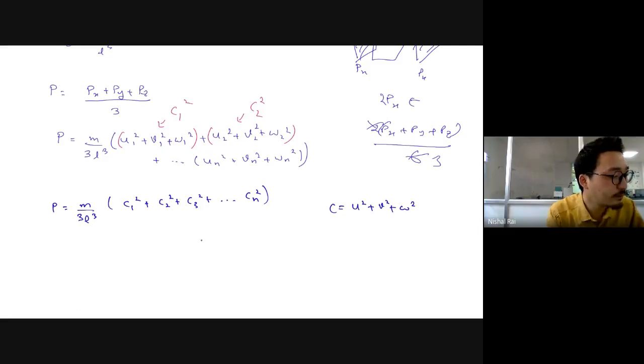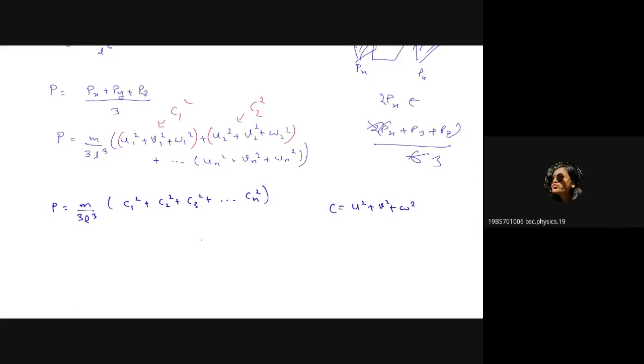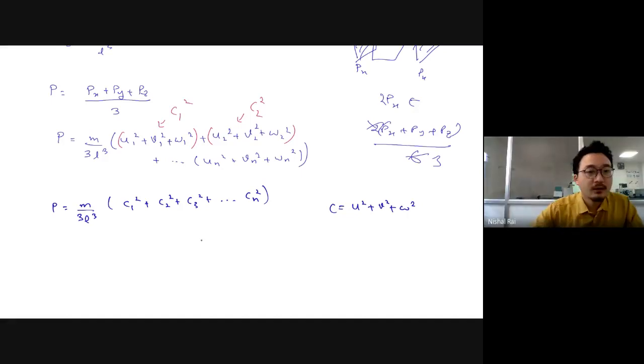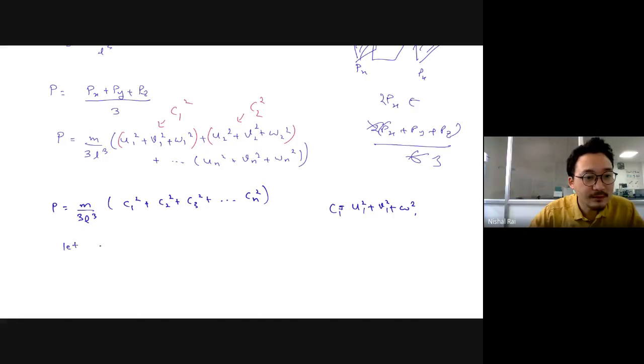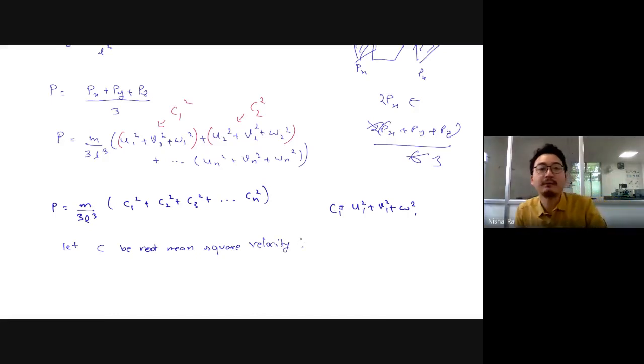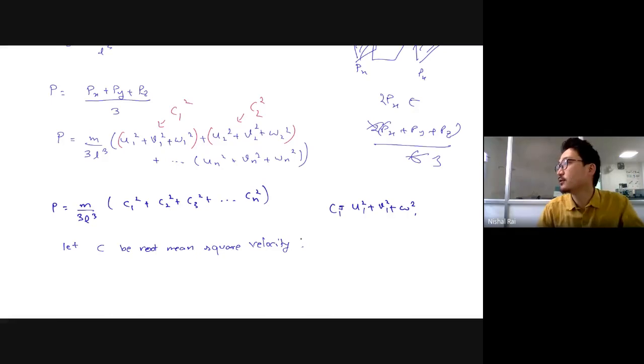Now, do you know about root mean square velocity? Yes, sir. Okay. Let's write all of this sum as what? Let C bar be the root mean square velocity. Why do we usually take root mean square velocity? I think we have discussed previously also. Why do we consider a root mean square velocity? Do you remember?